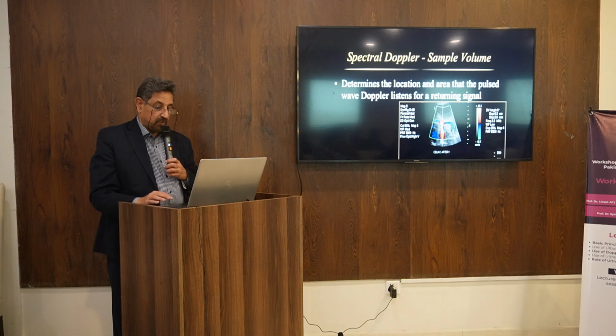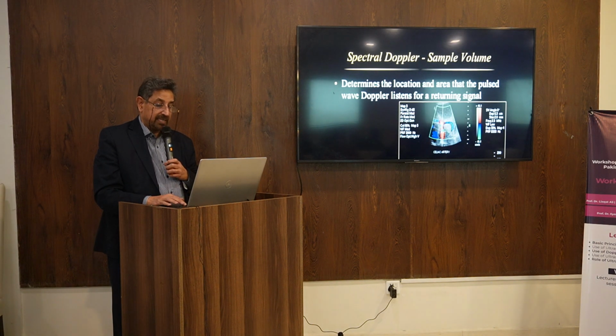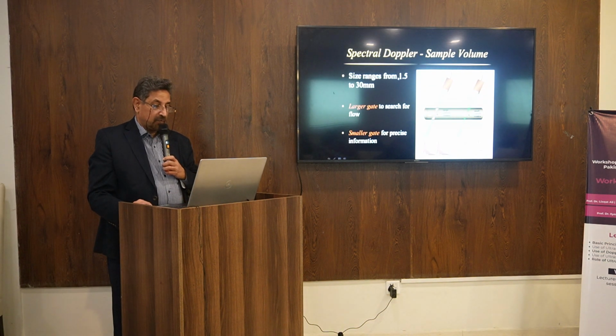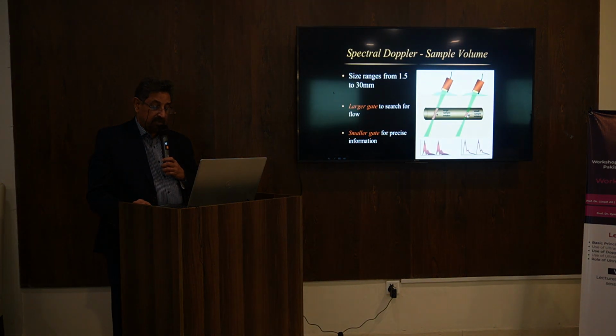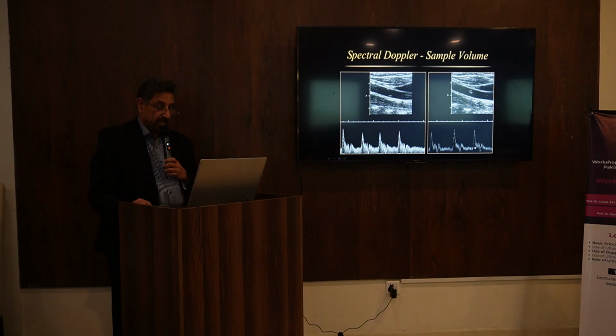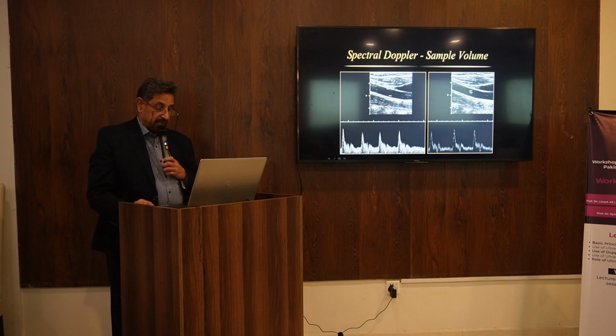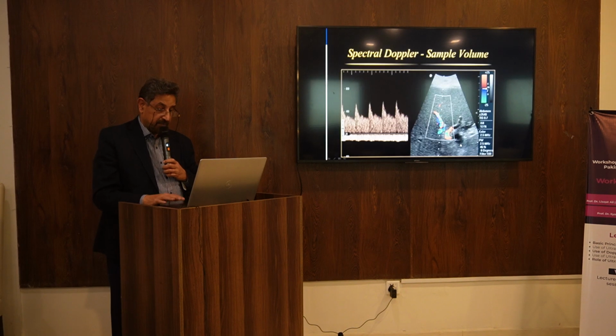Spectral Doppler, sample volume, we have already discussed that. That sample volume should be 1/3 of the vessel. Size ranges from 1.5 to 30 mm. If it's covering the whole of the vessel lumen, we'll get a thick spectrum and might lose good information. If it's normal, 1/3, we get a very good spectrum. And if the sample volume is big, you see a very thick spectrum. It's not the true picture of the vessel's central velocities.